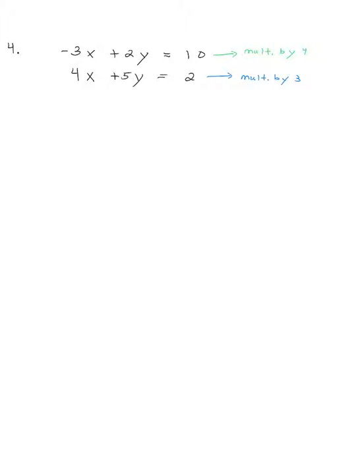The top equation, if I multiply by 4, gives me negative 12x plus 8y is equal to 40. The second equation, if I multiply by 3, gives me 12x plus 15y is equal to 6. Now that I have a 12 and a negative 12, if I add these two equations together, the x's go away, but the y values that we end up with are 23y is equal to 46.